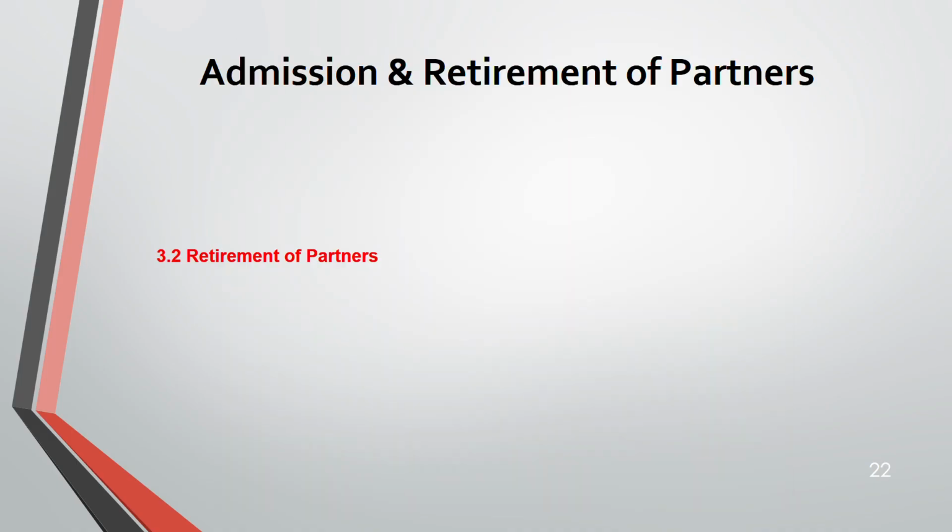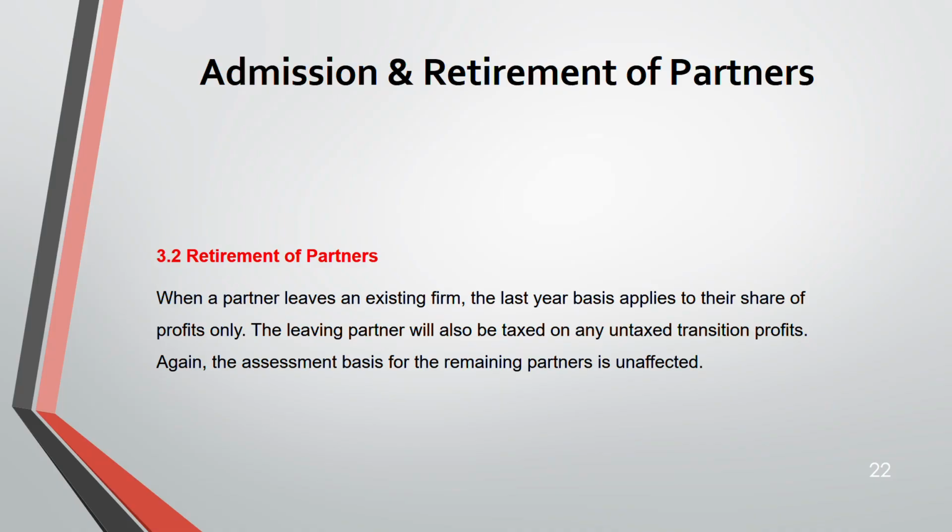Now, moving on to retirement. When a partner retires, that means a partner is leaving an existing firm. Then, last year basis applies to their share of profits only. Remember, existing partners will not be affected. Only the leaving partner. So the leaving partner will also be taxed on any untaxed transition profit.